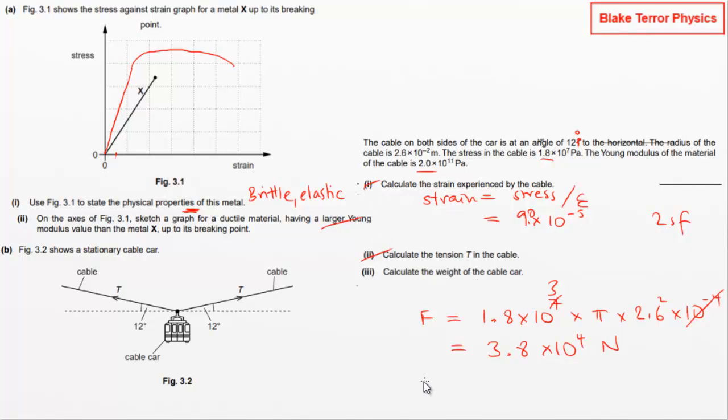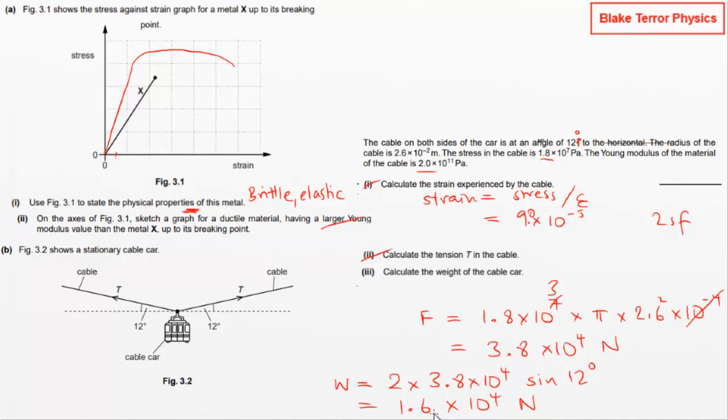Calculate the weight of the cable car. So weight is going to be equal to, if it's just stationary, 2 lots of 3.8 times 10 to the 4 multiplied by sine of 12 degrees. So 7.6 multiplied by sine of 12 degrees is equal to 1.58. So we say 1.6, so 1.6 times 10 to the 4 newtons.